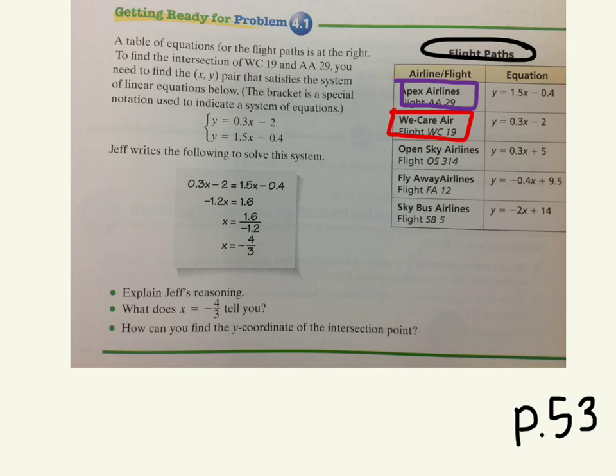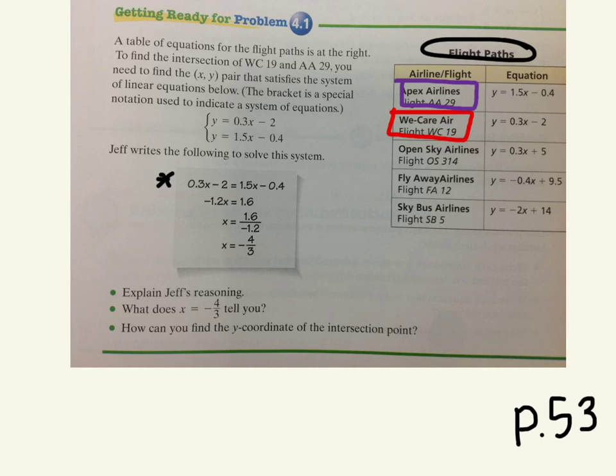Here we have an example where Jeff, the person in the story, writes the following to solve a system of equations. He uses his two equations and sets them equal to each other. Hence, systems of equations through equality. They are set equal to each other. So you can see his steps along the way.